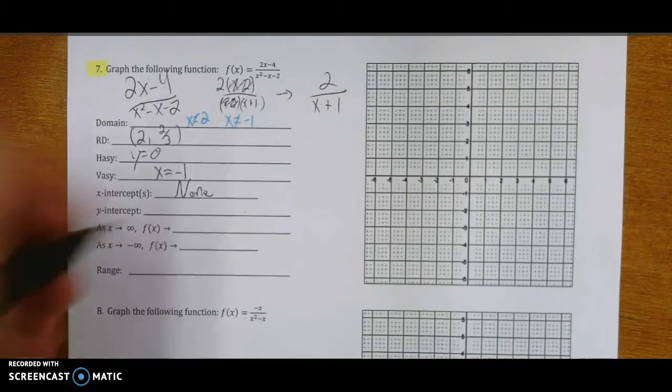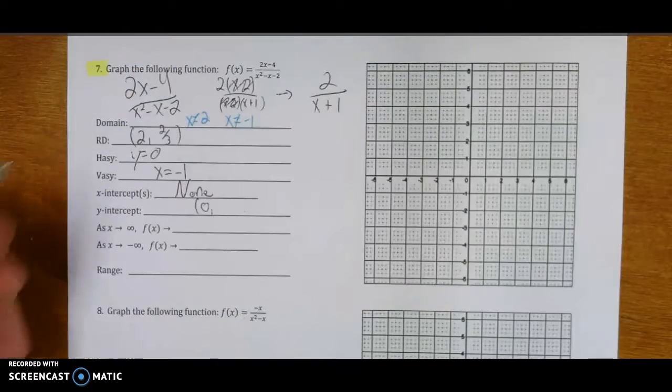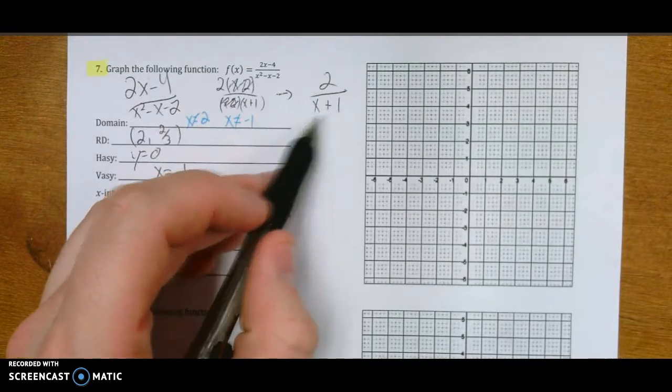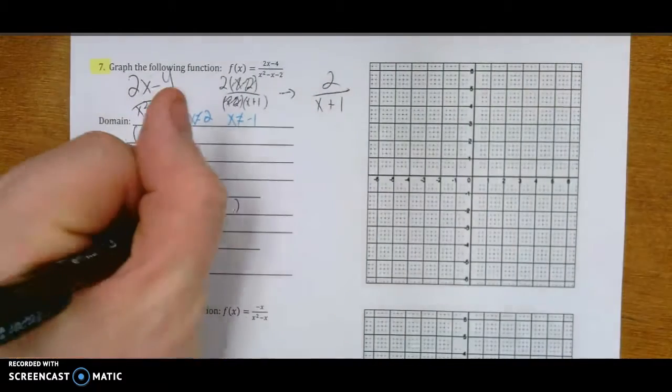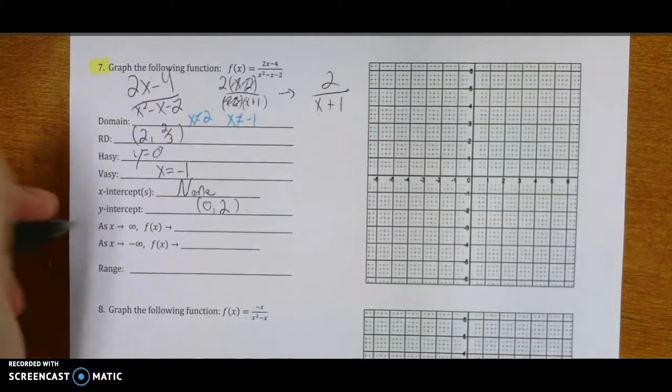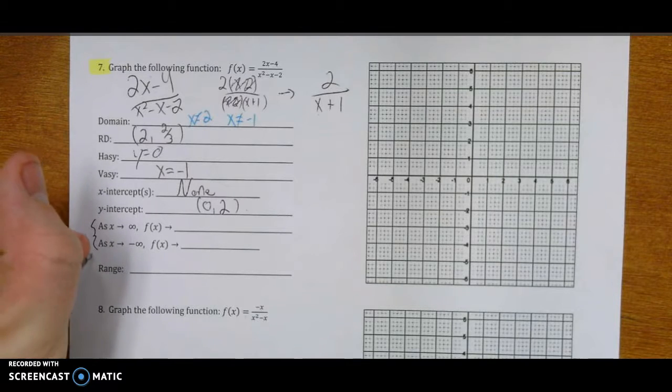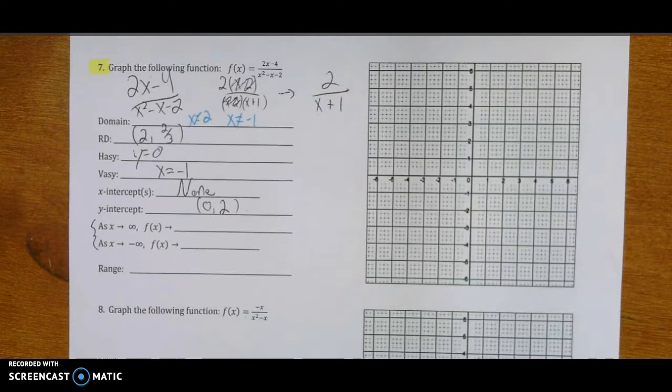The y-intercept is always going to be 0 comma something. So let's plug in 0 for x here. We have 2 over, that'd be a 1. 2 over 1 is 2. And for these guys right here, we're going to go ahead and wait till we have our graph. Oh, we got range as well. We'll also wait for the graph on the range.